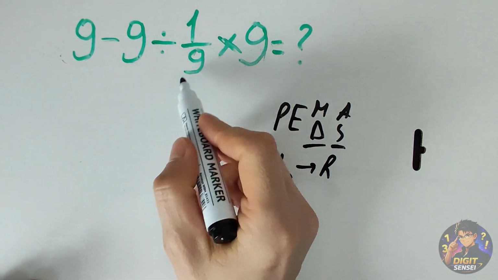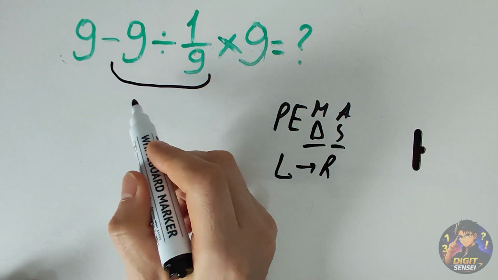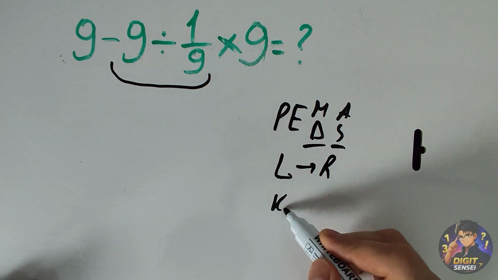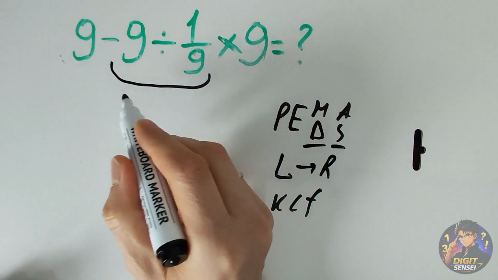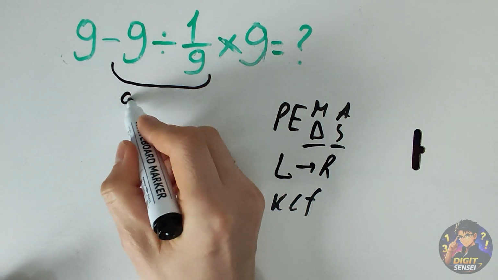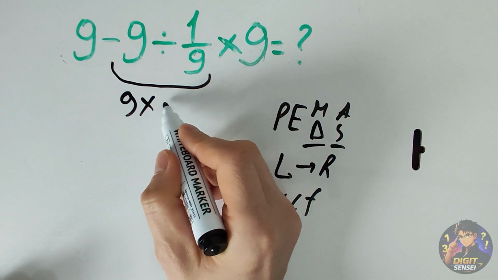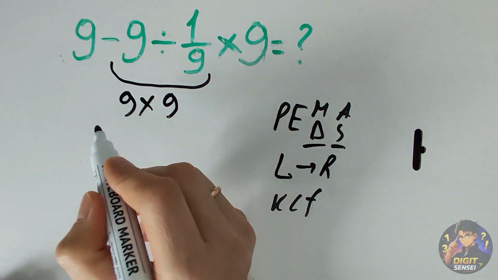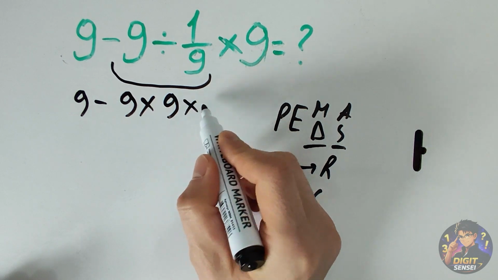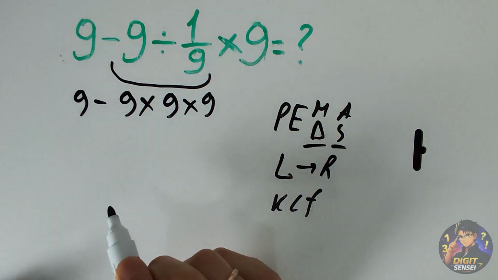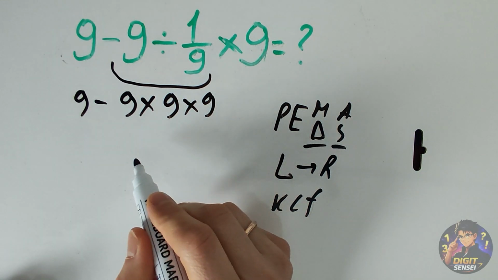So first we have to do this division. 9 divided by 1 over 9. According to the KCF rule, K stands for keep, C stands for change, and F stands for flip. We can write keep the first fraction, change division to multiplication, and flip the second fraction. Okay, so 9 minus 9 times 9, and again times 9.